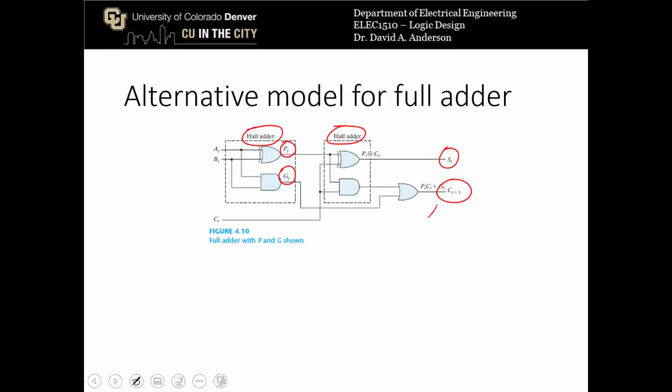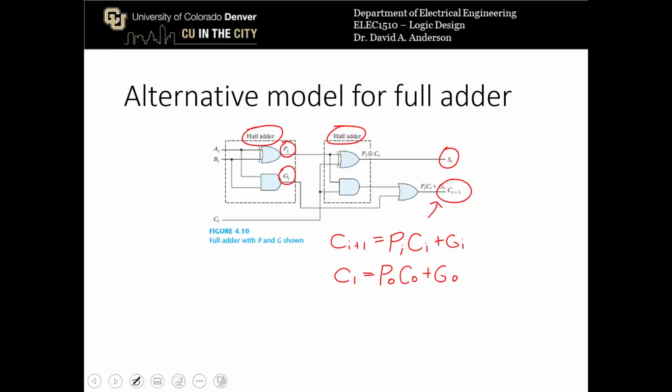Now you can see from this part of the diagram that carry sub I plus 1 is going to be equal to P sub I, the carry propagation from the previous stage, times C sub I, the carry from the previous stage, plus G sub I, the carry generation from the previous stage. So this means, for example, that the first carry bit, so this is the carry out of the very first stage, is going to be equal to P sub 0 times C sub 0 plus G sub 0.